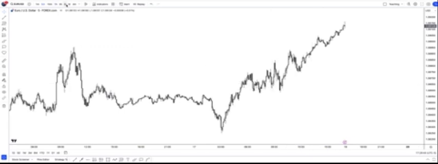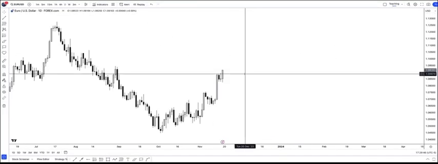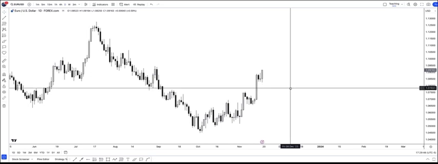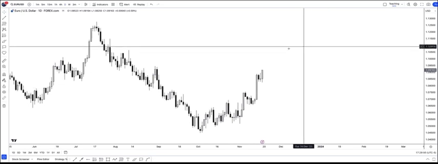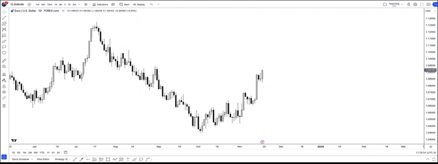Everyone, welcome back to another case study. Today we'll be covering Euro Dollar. I took a trade today in New York session, a short into a long, which we'll be going over.